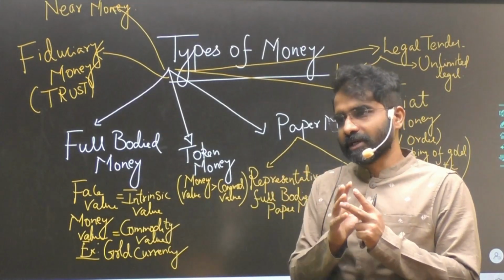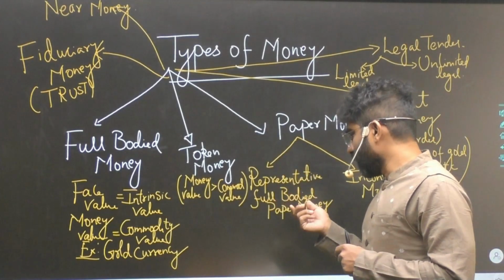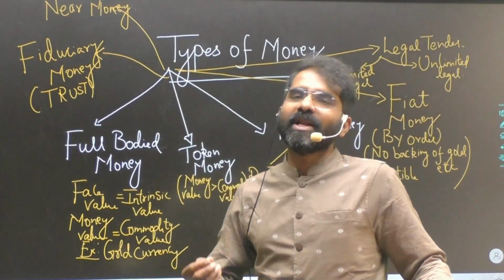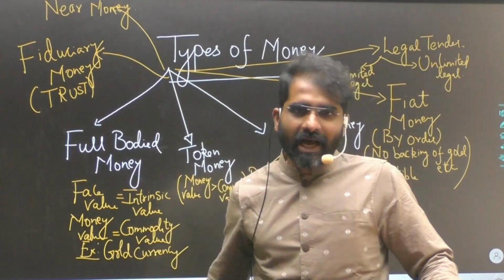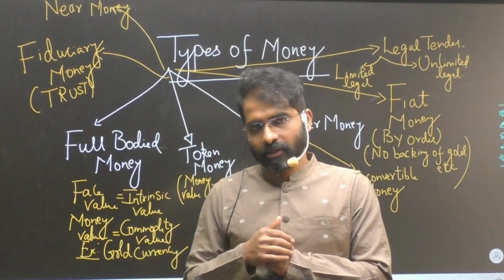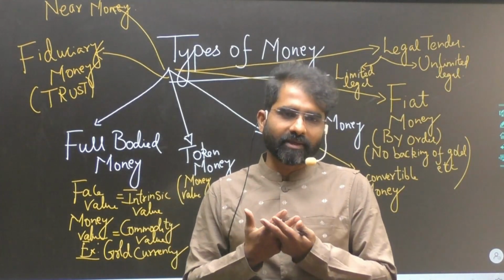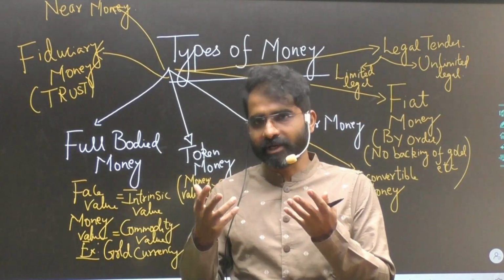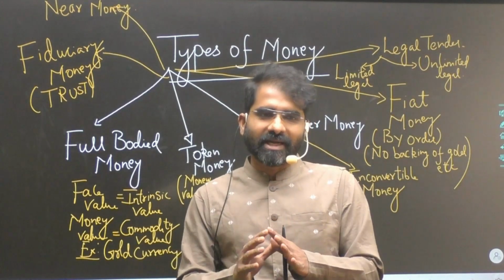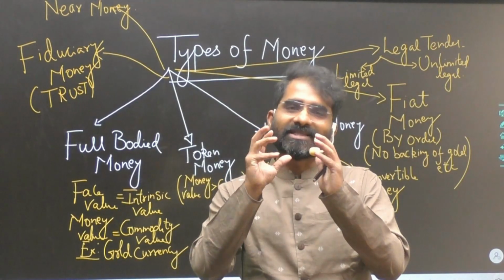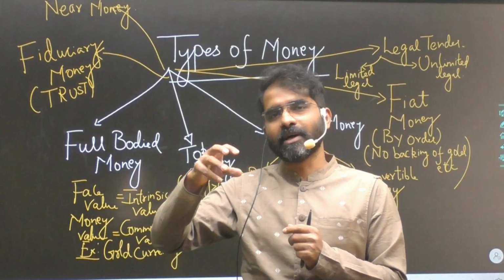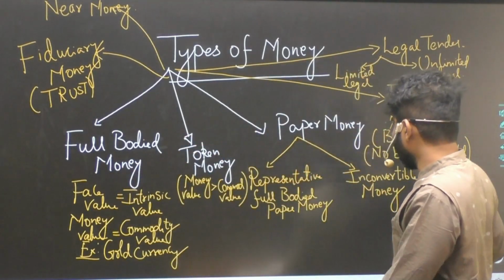When I use the word representative full-bodied paper money, that means it is backed by gold, let's say. So when I take this money and go to the RBI, it has to give me an equivalent amount of gold. This is called representative full-bodied money. Today we are not using it since we are using token money. But what is the understanding? Tomorrow, if there is a question on representative full-bodied money, it means that it is backed by an asset like gold, and when you go to the central bank, the bank has to give you this equivalent amount of gold. Similarly, we talk about something like the inconvertible money.